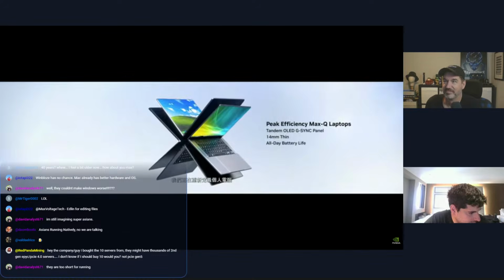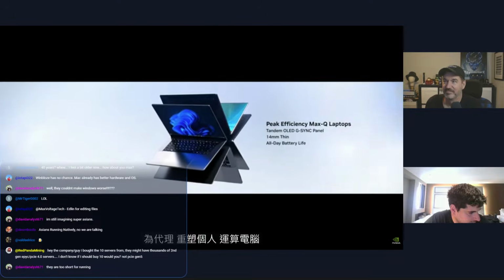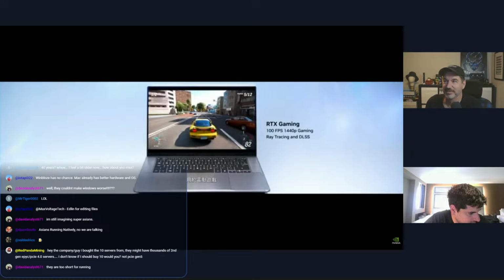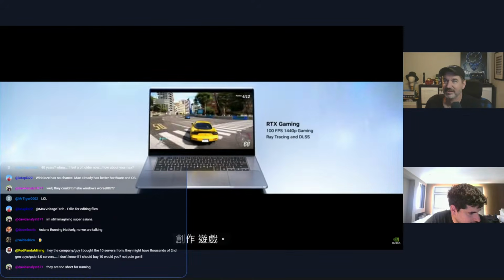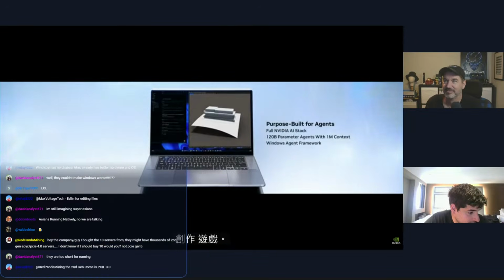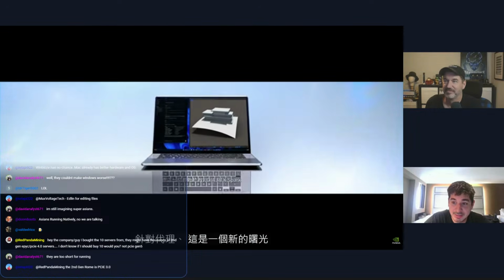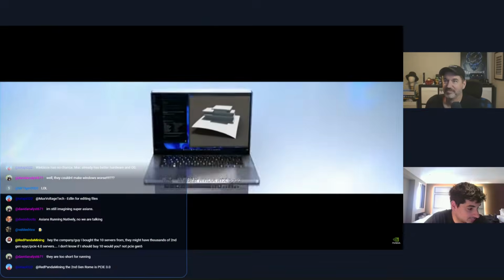We're reinventing the personal computer. Creating laptops with 128 gig of RAM for gaming, for agents. This is the dawn of a new personal computing revolution. And it starts with Nvidia RTX Spark.